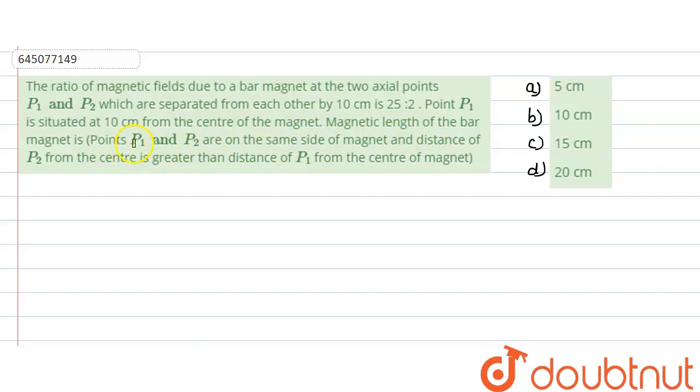Now it is also given that point P1 and P2 are on the same side of the magnet, and the distance of P2 is greater than the distance of P1 from the center of the magnet. Now this hint has been given. So we just draw our situation.